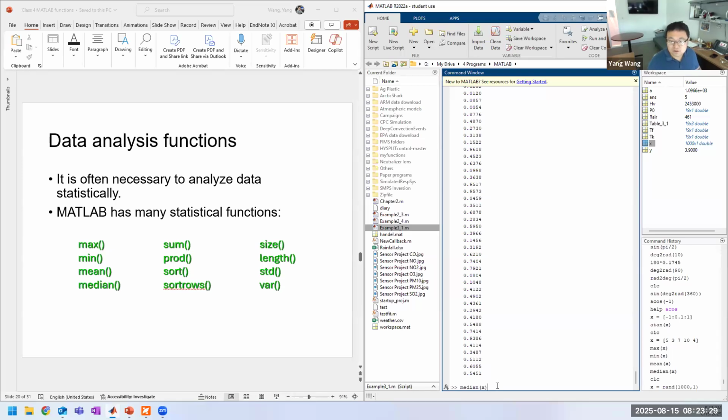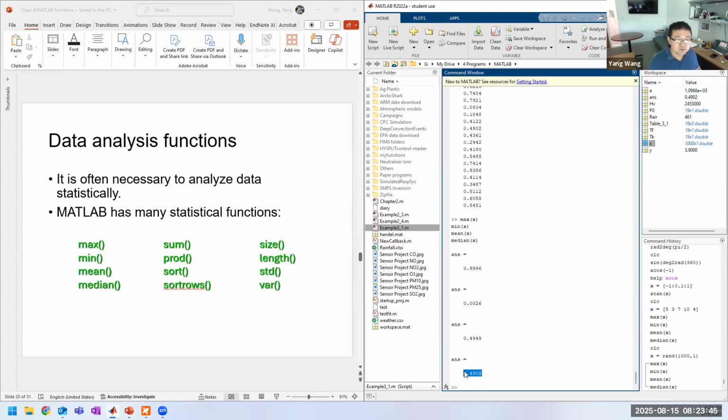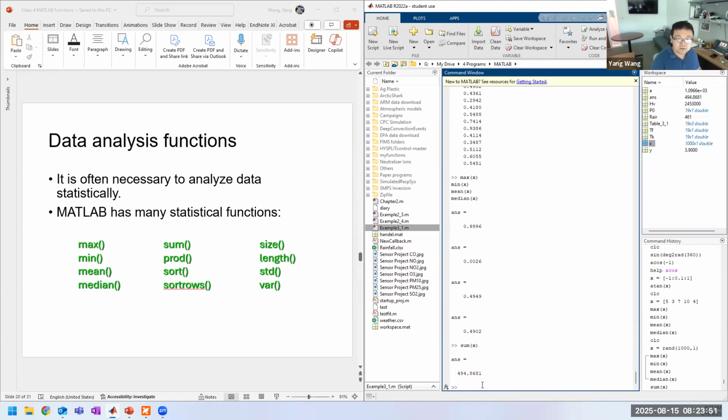So now if you use all of these functions again, right, see what you get. The max is 0.996, minimum 0.0026, right? The mean is close because we're generating random numbers. The mean and median are actually close to 0.5. Okay, so you can also do sum of x, right? So these are all the random numbers we generated.